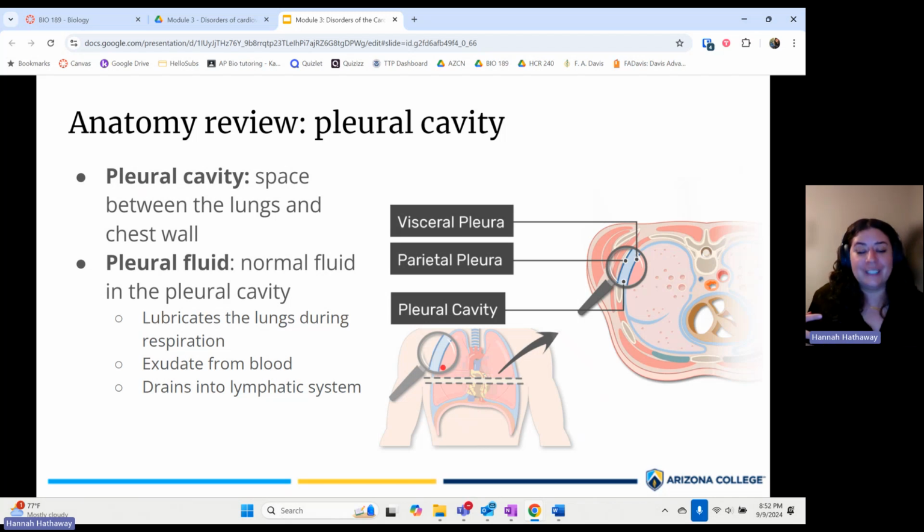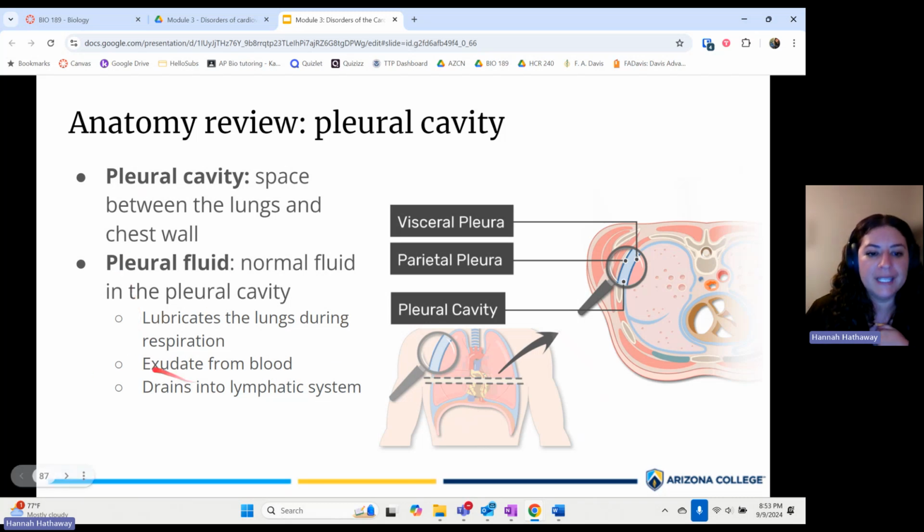It makes a lot of sense. It needs to be there because your lungs need to expand into something, right? They don't want to hit your chest wall. So there's some space there. You want to keep your lungs lubed up with fluid so that they can move. So where does this fluid that is in the pleural cavity, which is called pleural fluid, come from? That is a normal thing. It is there to lube up the lungs. That sounds gross. Where does it come from?